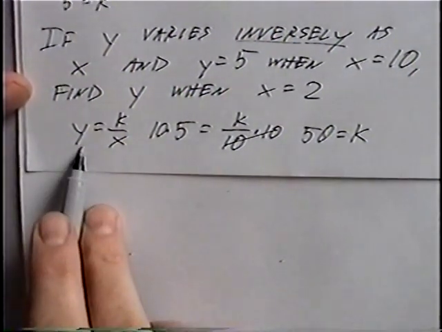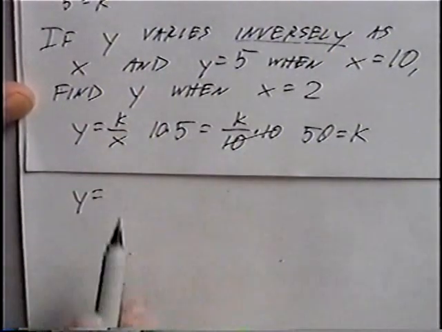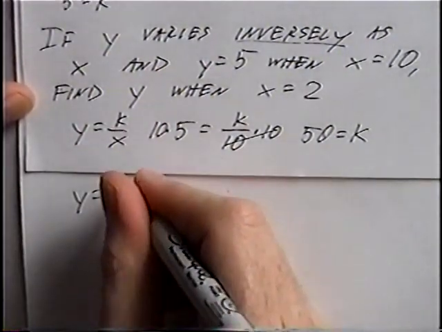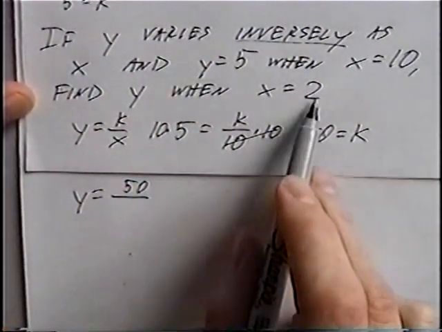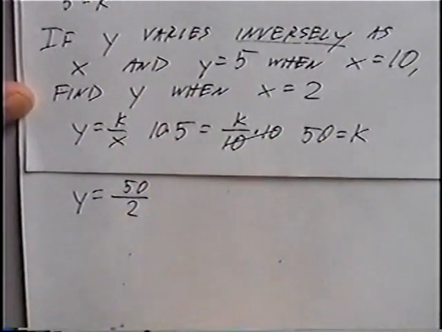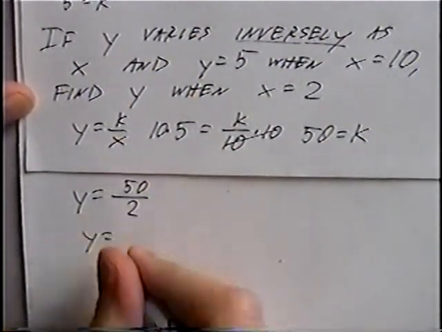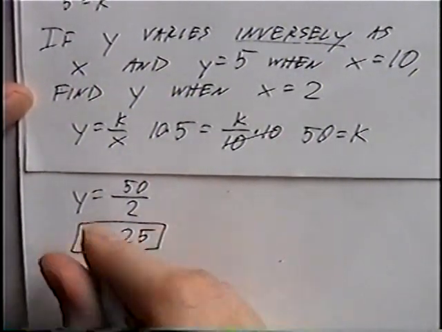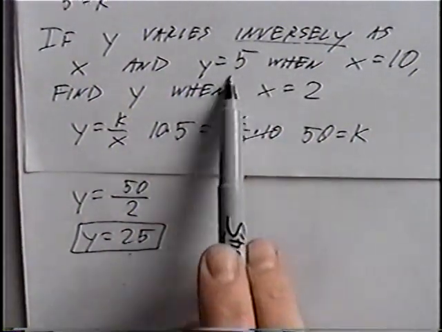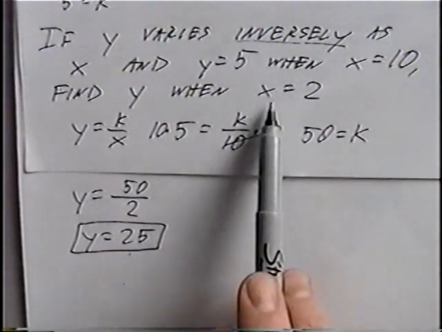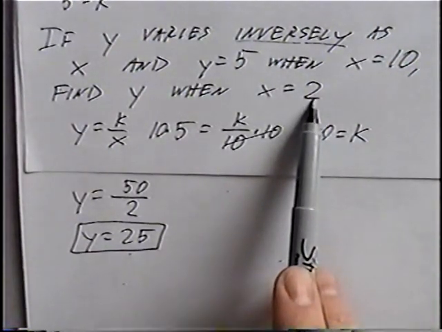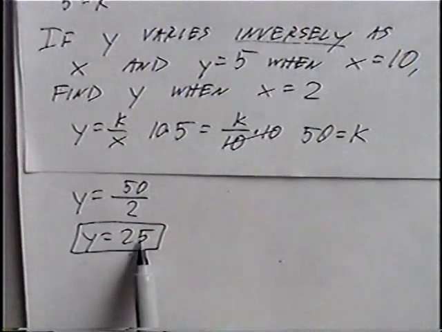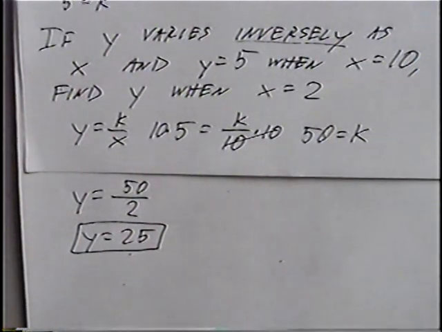So going back to the original equation, y equals, k we know is 50, x is 2, dividing out, y equals 25. So again, y equals 5 when x equals 10, but if x changes to 2, if it varies inversely and changes to 2, y will change to 25.